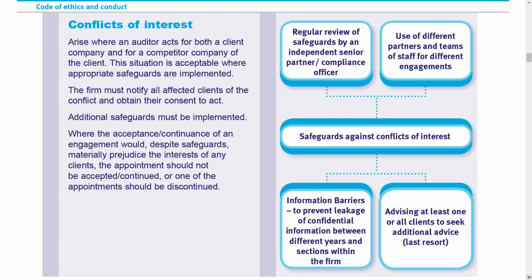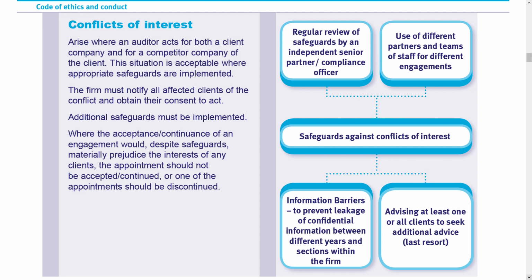Coming to the right hand side, what are the safeguards that can be used against the conflict of interest? There are 4 safeguards. Number 1, starting from the top left hand side, regular review of the safeguard by an independent senior partner or compliance officer. You have to regularly review. Next, use of different partners or staff for different engagements. One partner might be working for one client, the other partner might be working for the competitor of that client.